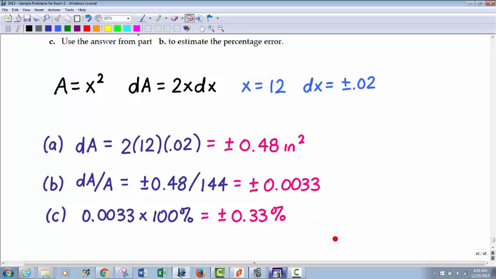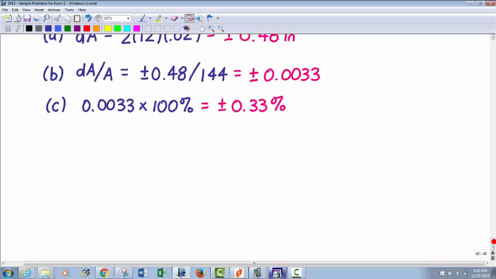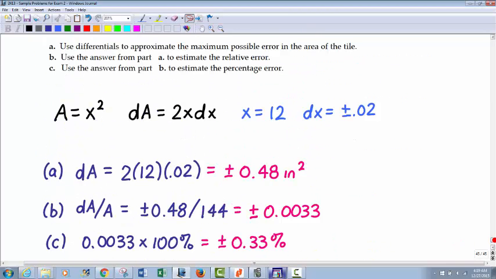All right, I believe that concludes this. This is the last problem. So, the end.